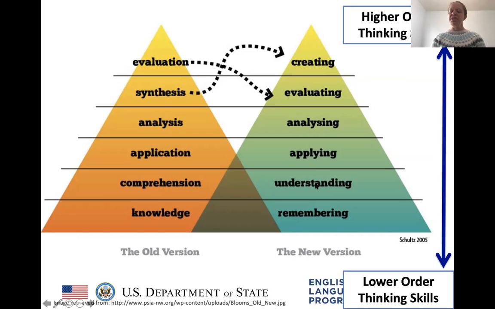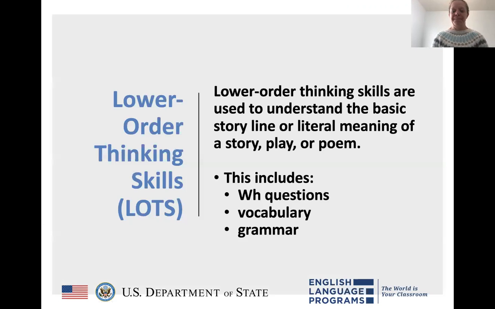These bottom pieces we often call lower order thinking skills, while the top pieces are commonly known as higher order thinking skills. Higher order thinking skills are also critical thinking. Let's talk a little bit more about each of these.